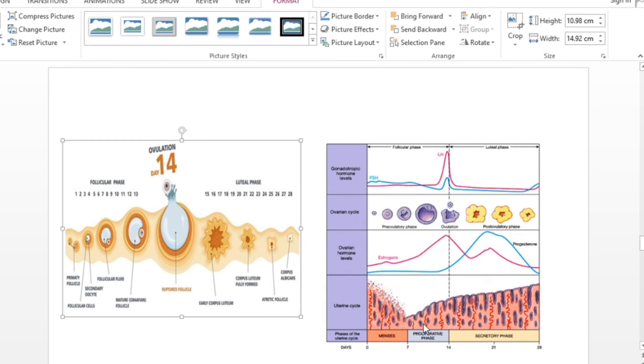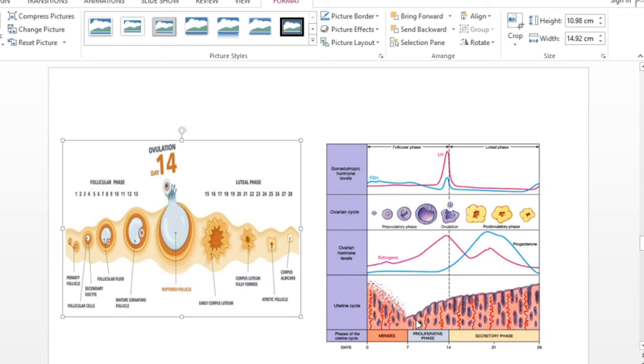In one reproductive cycle or menstrual cycle, there are three phases. They are the follicular phase, ovulatory phase and luteal phase. Here you can see the first 14 days are the follicular phase, and around the 14th day ovulation takes place, that is the ovulatory phase, and after the 14th day you can see the luteal phase.